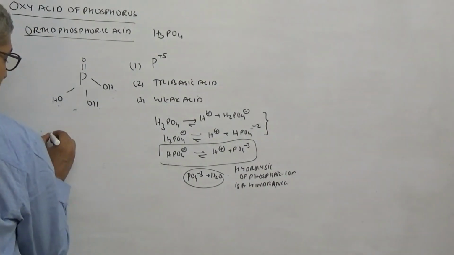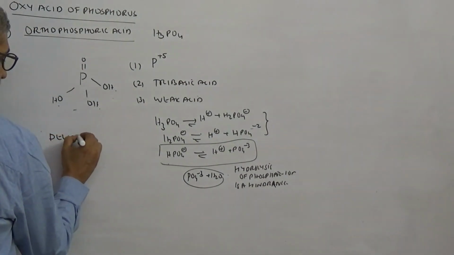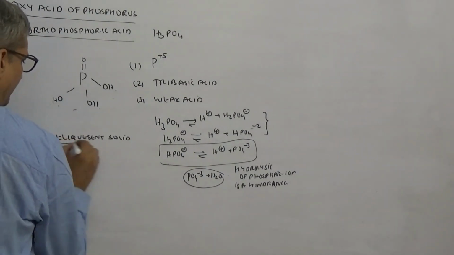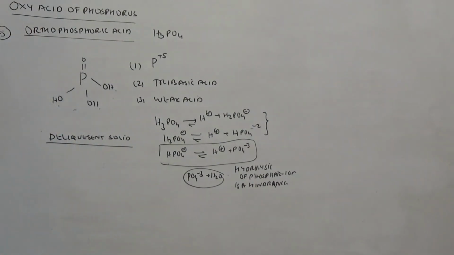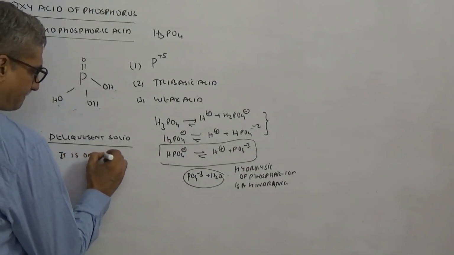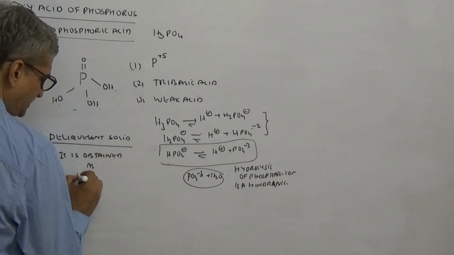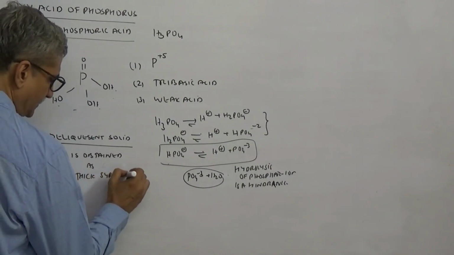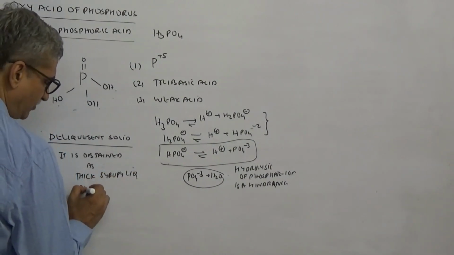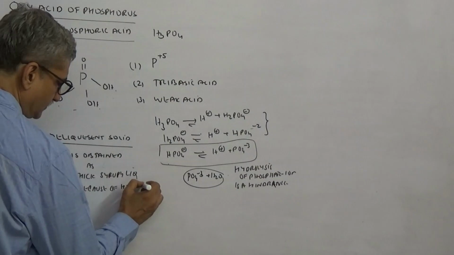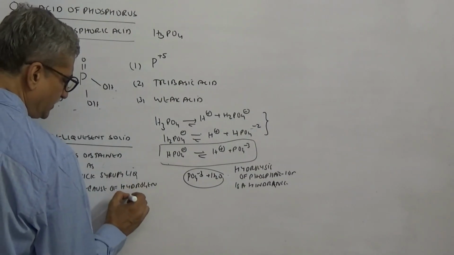Basically it is a colorless deliquescent solid. But it is also observed to be obtained as a thick syrupy liquid because of extensive hydrogen bonding.